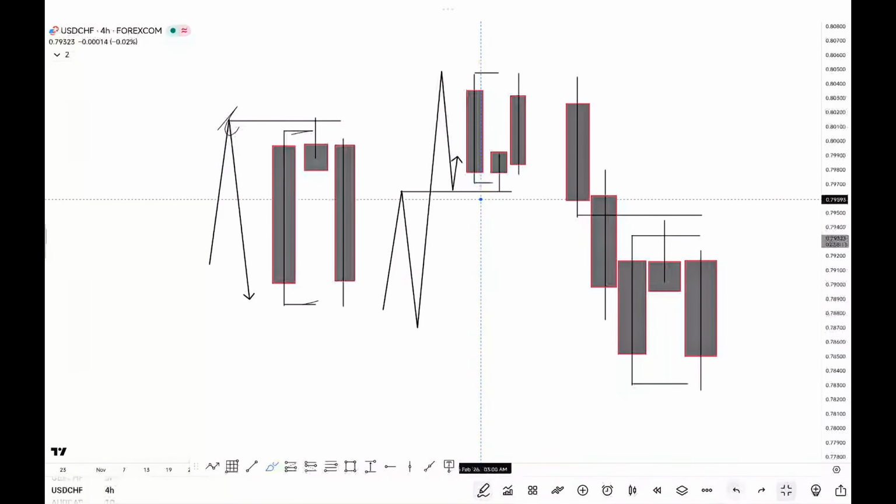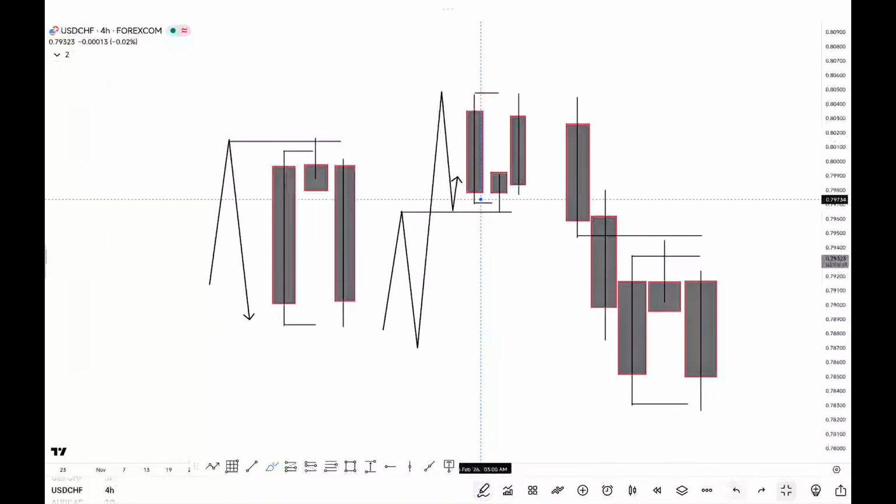What we call fair value gap is all about inefficiency in price action. So here we have inefficiency, fair value gaps. The fair value gap inefficiency is created by a series of three candles. It's like a gap between three candles. This is the first candle here.